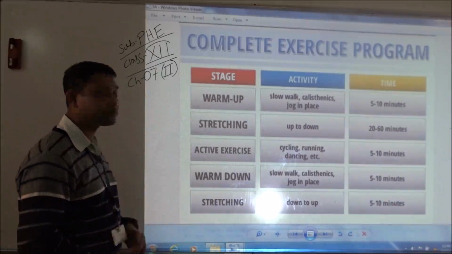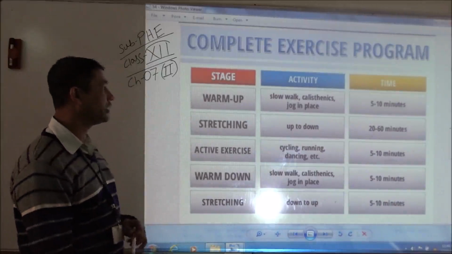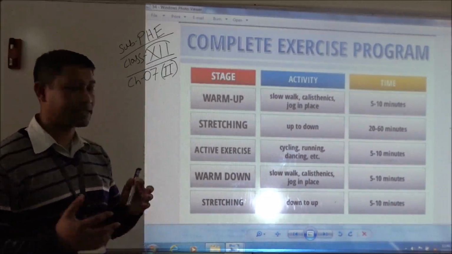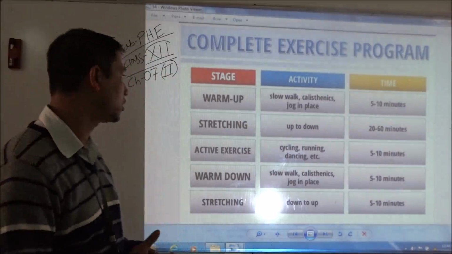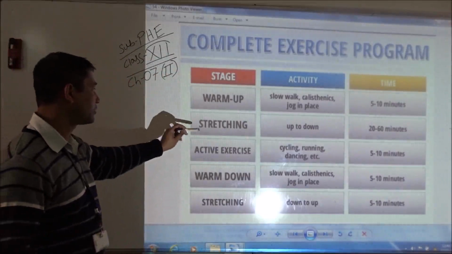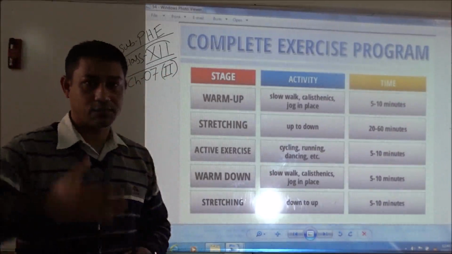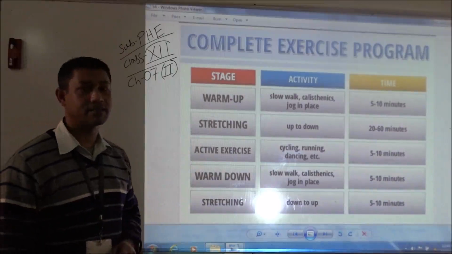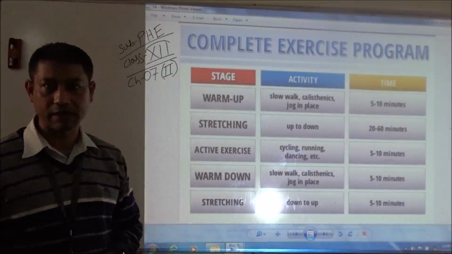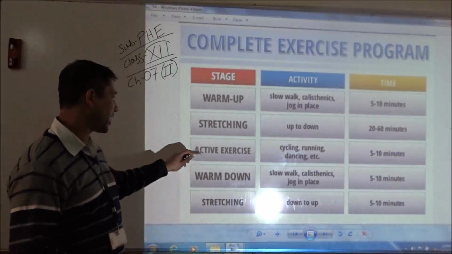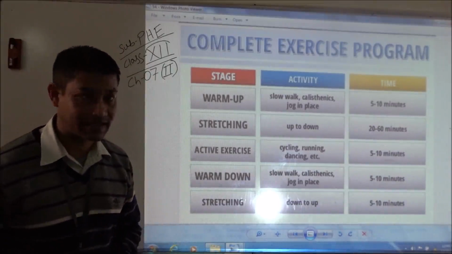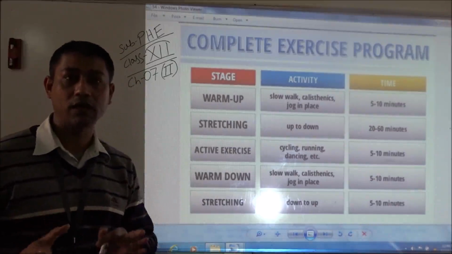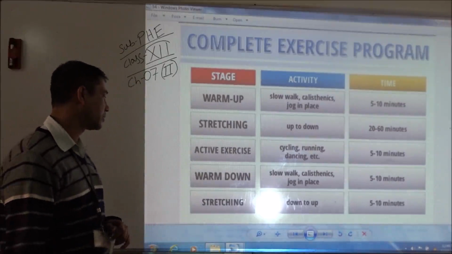At first, the warming up phase needs to be carried out. Warming up means slow walking, calisthenic exercises, slow jog. Next is stretching exercises from top to bottom, which need to be done for 20 to 60 minutes. Warming up needs to be done for 5 to 10 minutes. Next, active exercises like cycling, running, dancing should be done for 5 to 10 minutes.